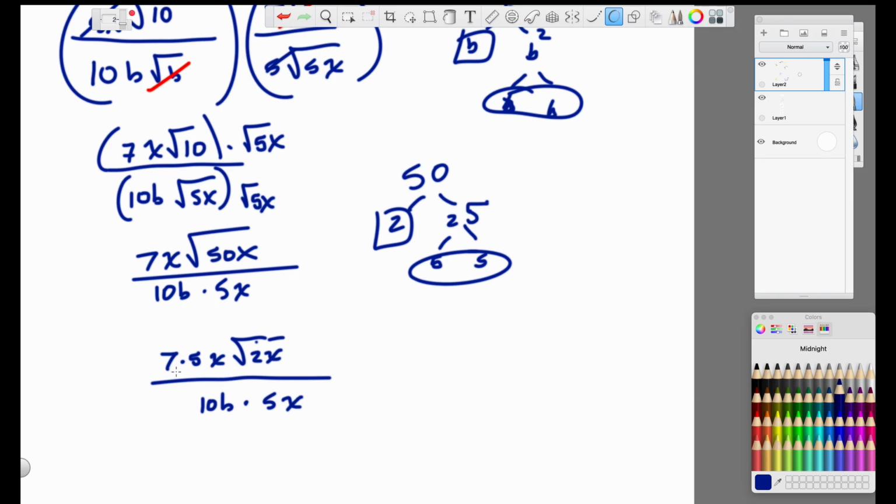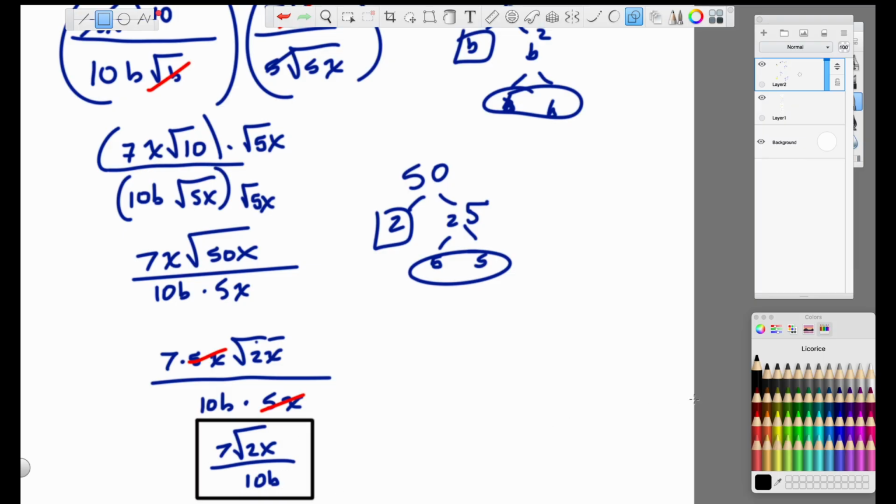Okay. So look at this. You see 5x here and a 5x here? They're going to cancel. And now I'm just left with 7 root 2x over 10b. And that's my final. Very good.